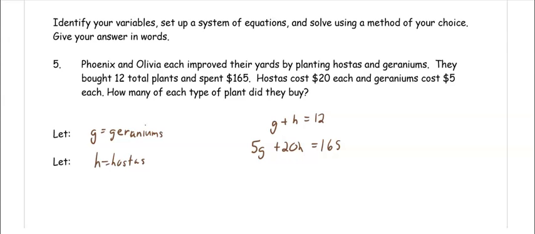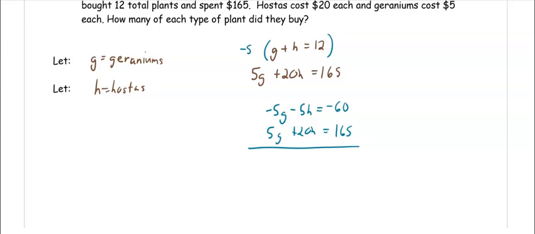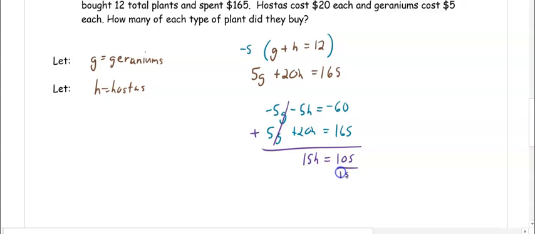Now, we can use either method. I prefer to use elimination. So I can multiply the first equation by negative 5. When I do that, I get negative 5G minus 5H equals negative 60. And 5G plus 20H equals 165. When we add our equations straight down, the G's cancel out. So we're left with 15H equals 105. When we divide by 15, H is 7.